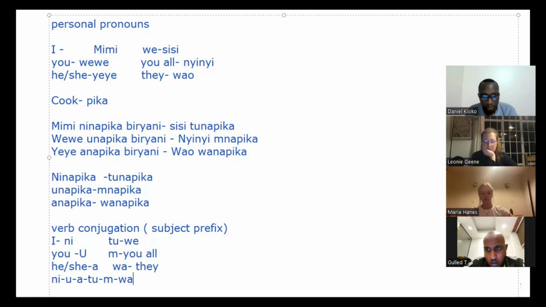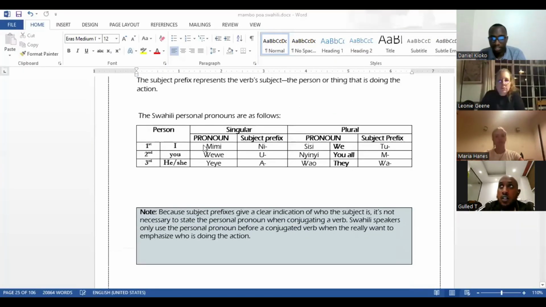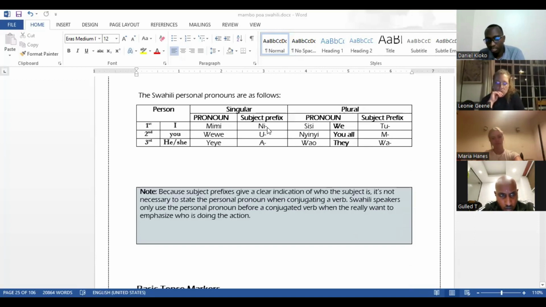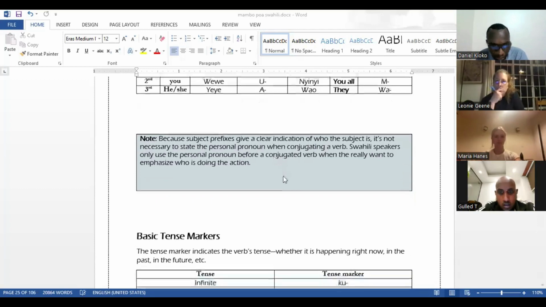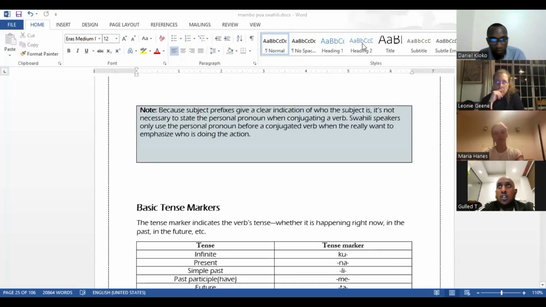Are we good? So from the book, the summary is on page 25, what I was just talking about. First person, mimi, me. Second, you, wewe, and he or she. Sisi, nyinyi, you all, and then wao. And what I've just said, it's not a must to use the pronoun. It's just written down there. Basically, I'm repeating what is in the book, because I want us to revise. Are we okay with that?